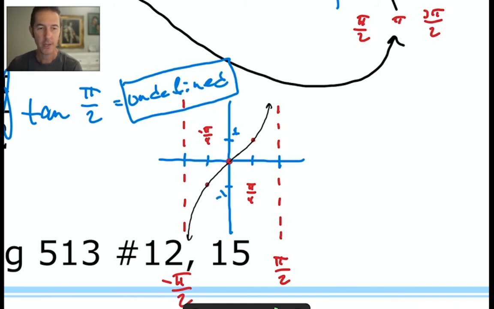0 points to the right on the unit circle. That's a quadrantal angle. Tangent of 0 is 0. At pi over 2, due north, quadrantal angle. Tangent is undefined at pi over 2. The one that we didn't talk about happens at pi. So we do need to draw just a little bit more of this graph so that we can include pi in this lesson.